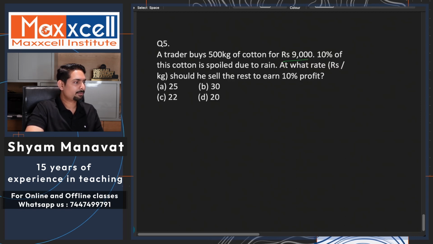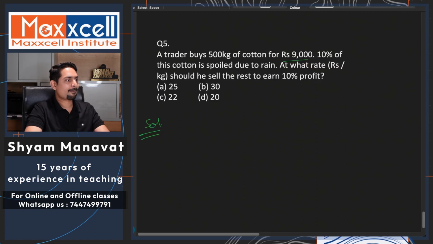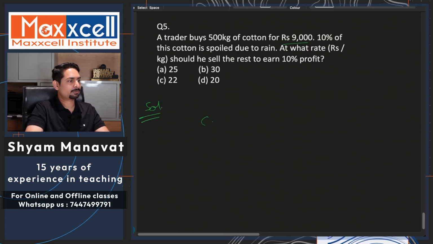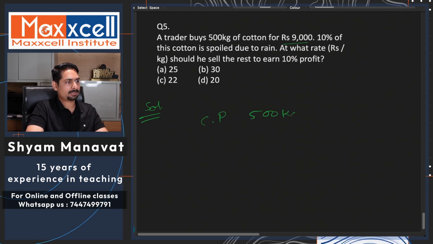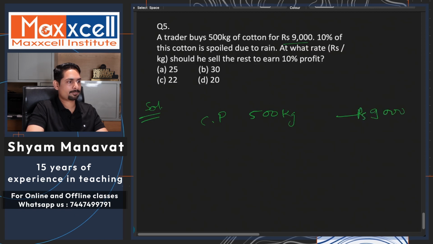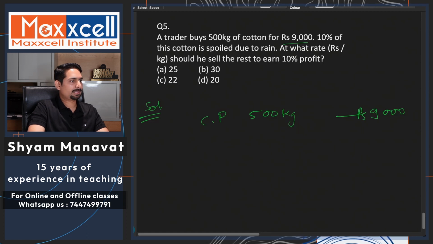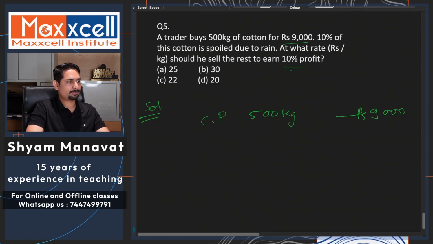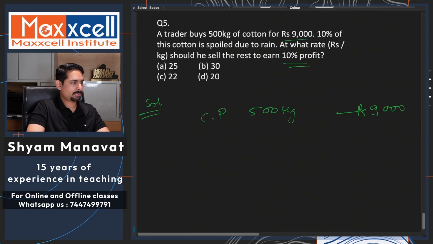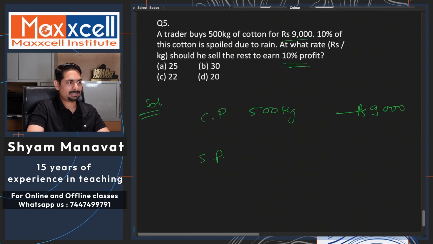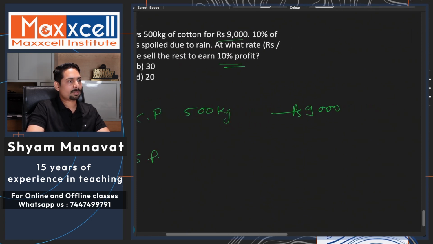You know that we don't have to worry about the quantity in this case. We directly say, okay, the total cost price given is how much? Yeah, that is 9,000 rupees. The selling price is with 10% profit. So just focus on the selling price. Let's talk about the quantity later.